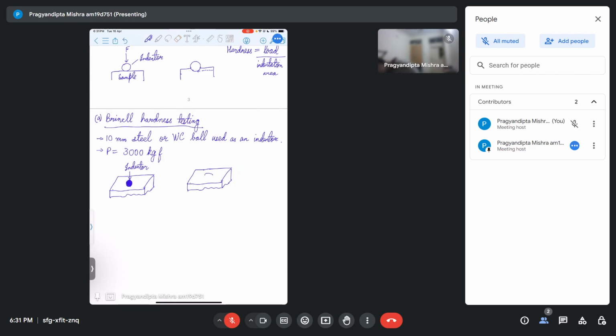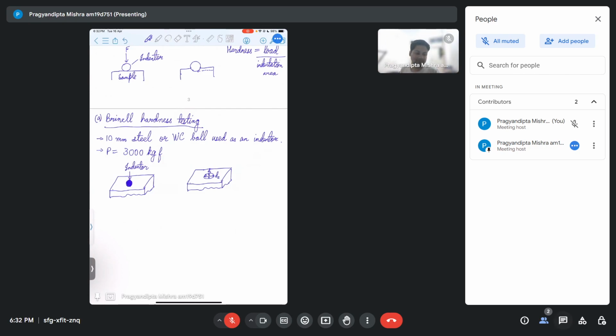Not very circular, but I hope you can assume. So this is how it will look. You will have some diameter D1 and D2. Basically, D1 and D2 will be in two different directions. Essentially, most of the times you will expect them to be the same.